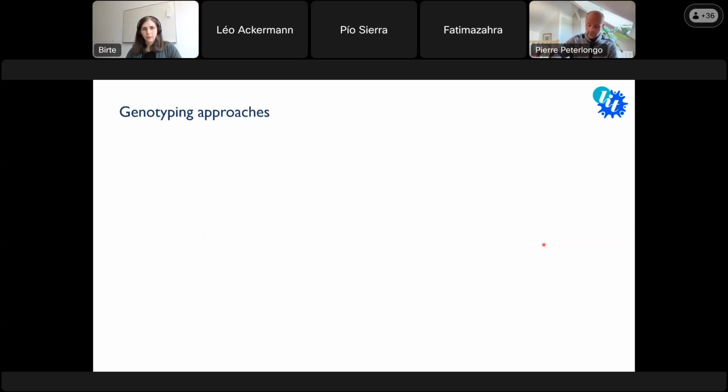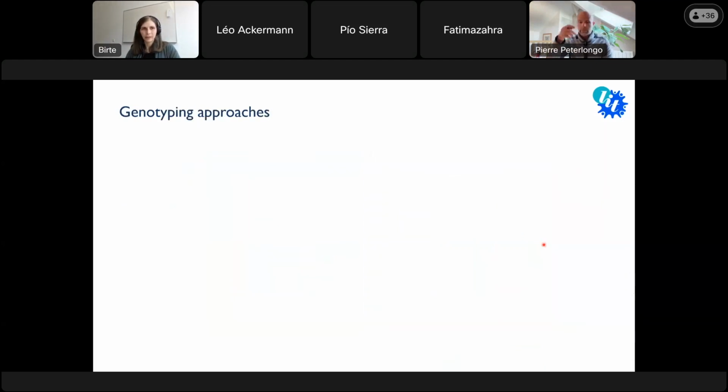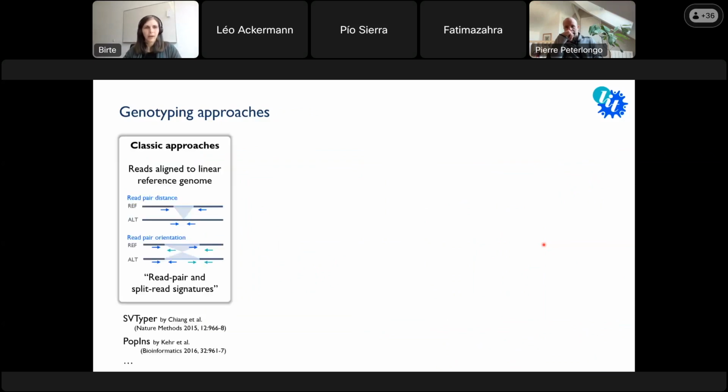Yes, so when you start working on a problem such as genotyping, you always have to, of course, look into the literature and see what kind of approaches other people have used. And I now categorize them into 4 types of approaches.